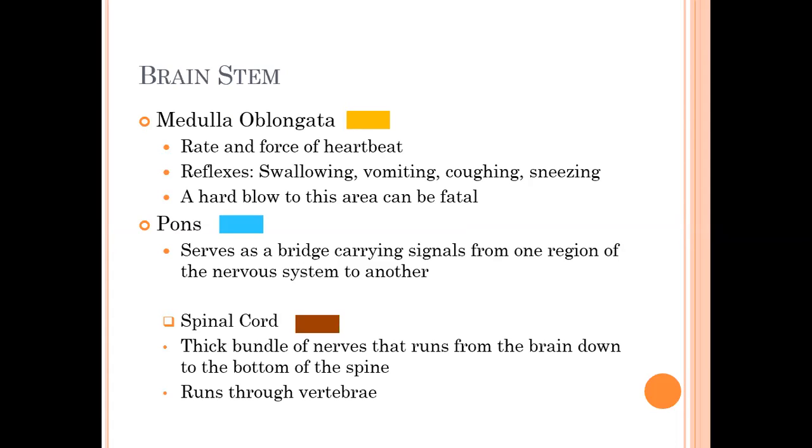The second part of the brainstem is the pons. It serves as a bridge carrying signals from one region of the nervous system to another. And the third part of the brainstem is the spinal cord, which is a thick bundle of nerves that runs from the brain down to the bottom of the spine, and it runs through the vertebrae. So your spine is made up of these bones that stack together that have a hole through the middle of them, and your spinal cord runs through the middle of that hole, through the vertebrae, all the way down your spine.